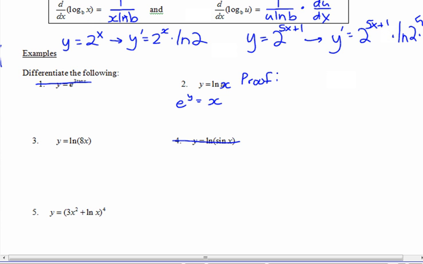Okay, so I'm going to derive this because we know how to derive this guy. What's the derivative of e to the y? E to the y times the derivative of the exponent. What's the derivative of the exponent? y prime equals, derivative of x is just 1. Okay, so we just derived this. So we found the derivative of this guy.